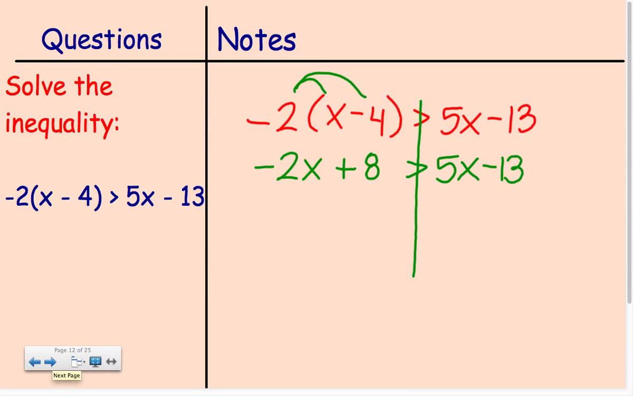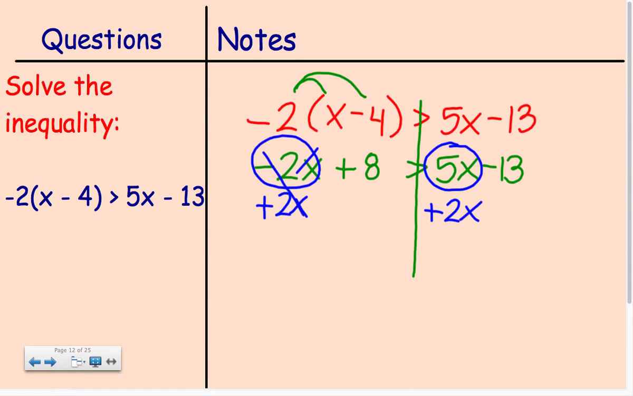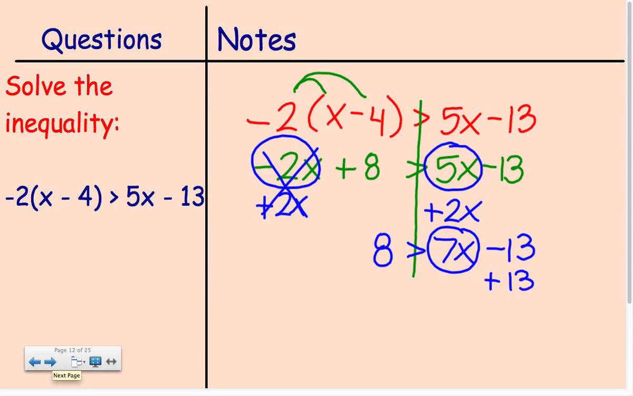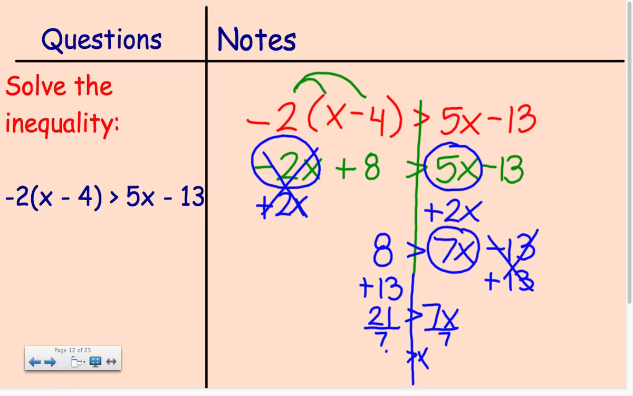Now we've got a variable on both sides that we need to get on the same side. Circle my couples. In order to keep things positive, I'm going to add 2x to both sides. Bring down the positive 8. Bring down my inequality. 5 plus 2 is 7x. My couple is 7x, so I'm going to add 13 to both sides. Bring down the 7x, bring down my inequality. 13 plus 8 is 21. Divide both sides by 7. I'm dividing by a positive, so I don't have to flip it.